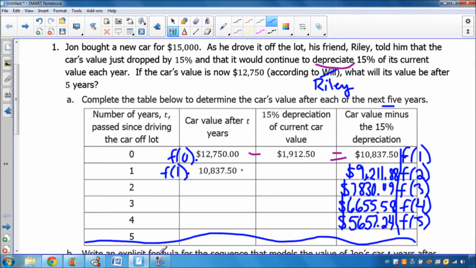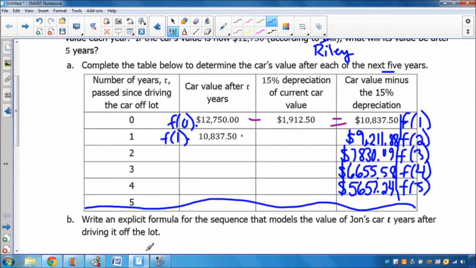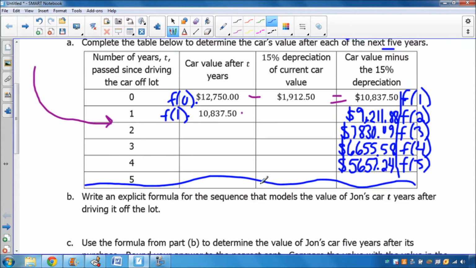But if you were to graph this out as a function, which we will do in a little bit, you'll see that it's going to start off pretty high. It's going to decrease rapidly, and then it's going to level off. If you were to continue doing this, 15% of a smaller number is just going to keep decreasing and decreasing and decreasing.